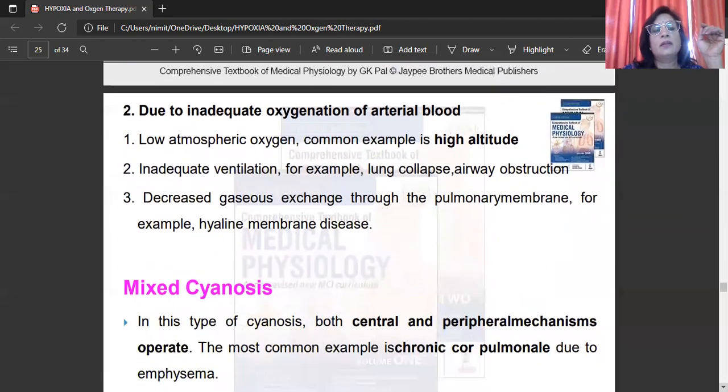Or due to inadequate oxygenation of the arterial blood. When will inadequate oxygenation happen, beta? Low arterial oxygen at high altitude, inadequate ventilation, for example.